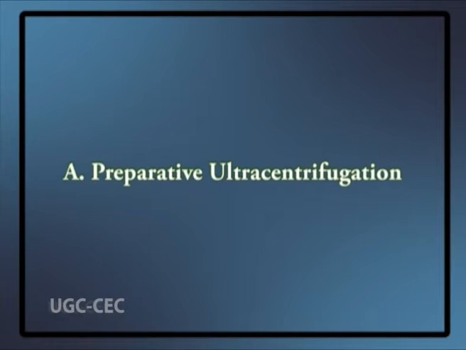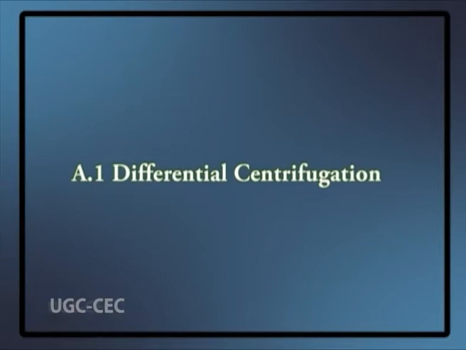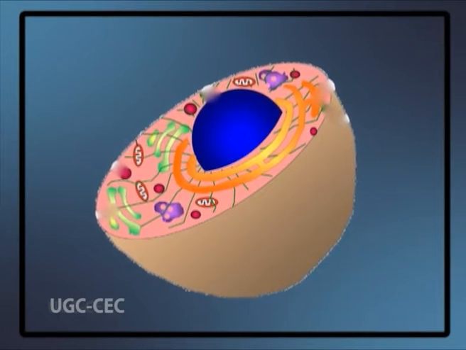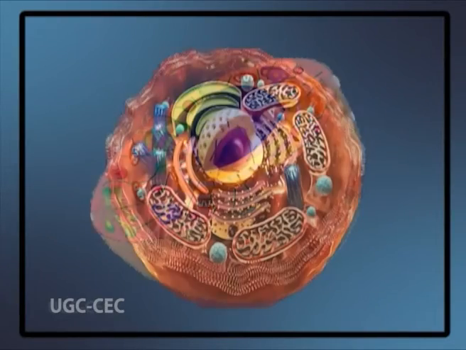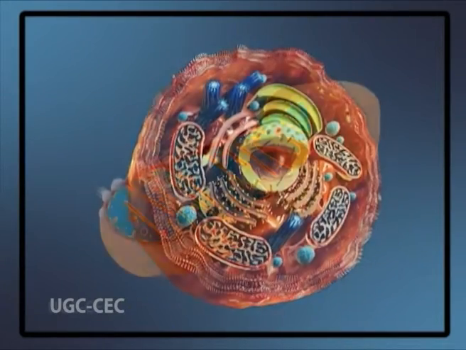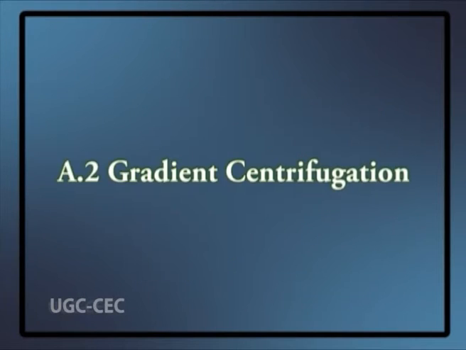A. Preparative ultracentrifugation. Preparative ultracentrifugation includes two methods, differential centrifugation and density gradient centrifugation. A1. Differential centrifugation. It is also termed pelleting and it fractionates particles according to their weight. The suspension of isolated organelles is spun for different combinations of speed and time. The lowest speed and shortest time separates out the heaviest organelles, whereas the high speed and longer time separates the lightest organelles.